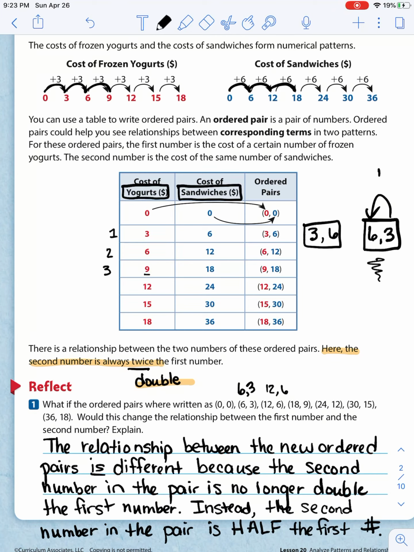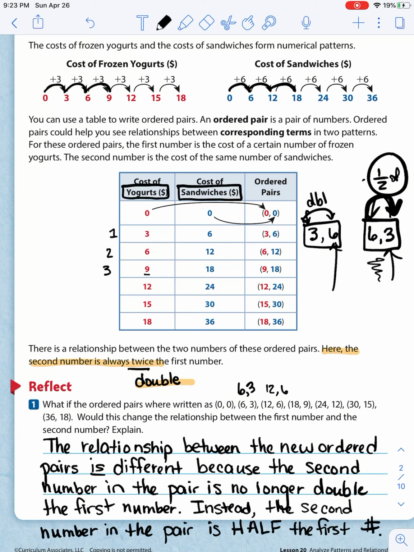See, 3 is half of 6. Over here, 6 is double 3. Okay, when you go from 3 to 6, it's doubled. But when you go from 6 to 3, it's half of. So the relationship is not the same anymore because the order has changed. And since the order has changed, the second number is no longer double. The second number is now half of the first number.